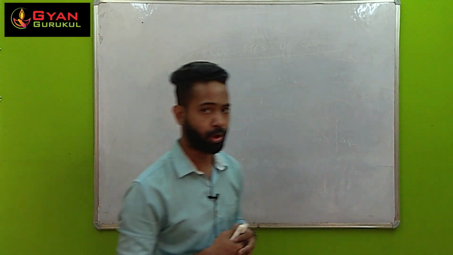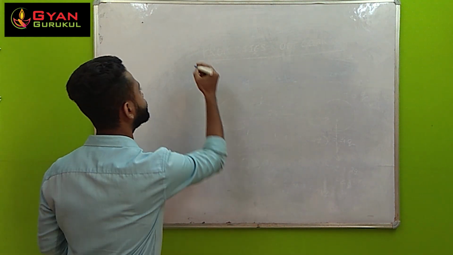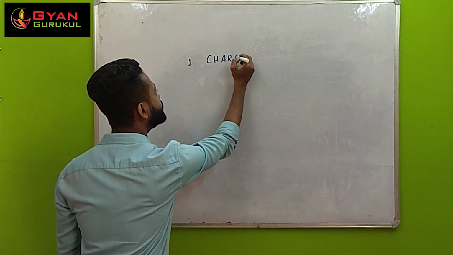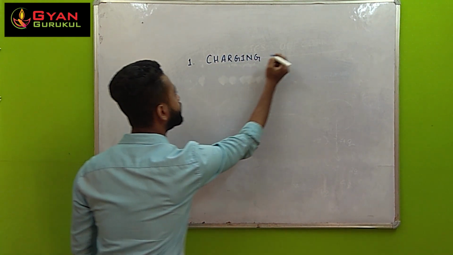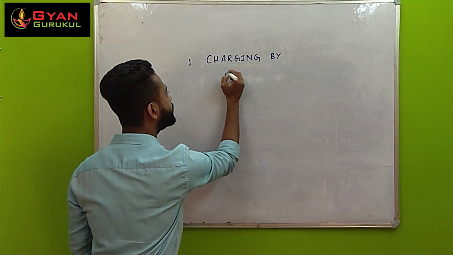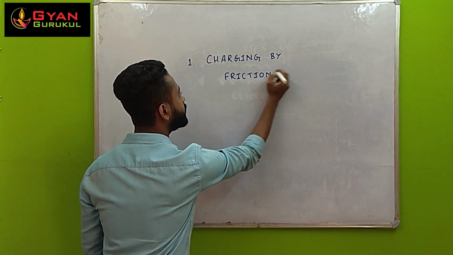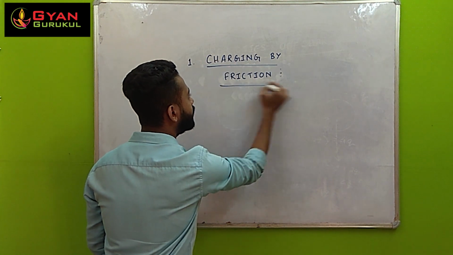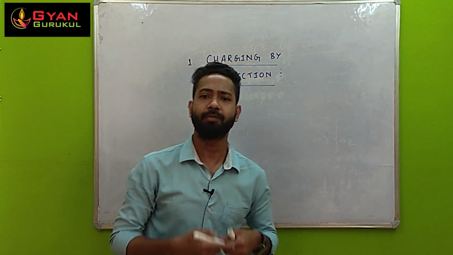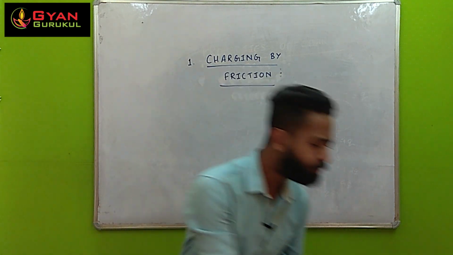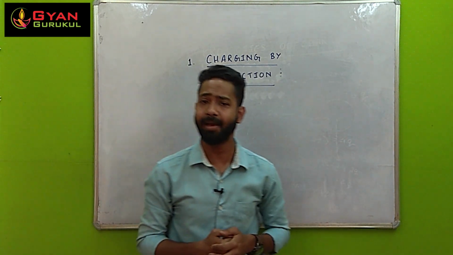So the first method of charging is charging by friction. We all know what friction is, right? This is one of the simplest methods of charging any particular body. Now, what is actually friction? We learned friction in our 11th standard.